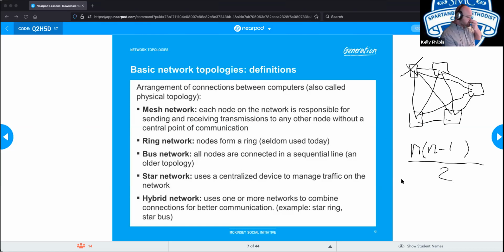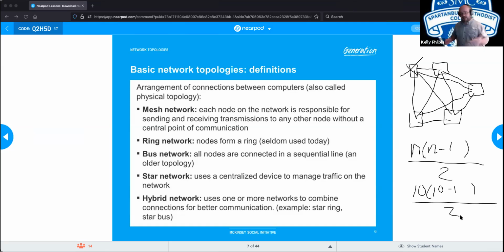Let's scale it up. Let's go to 10 computers. 10 times 10 minus 1 divided by 2. So 10 times 9, it's 90 divided by 2 gives us 45. You see how quickly that's scaling up? It's exponential. So now we need 45 cables and connection points. That's just for 10 computers in your network.